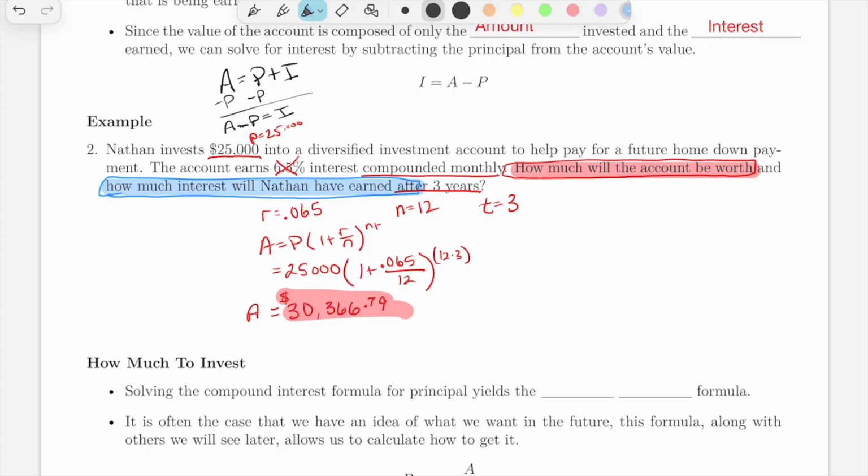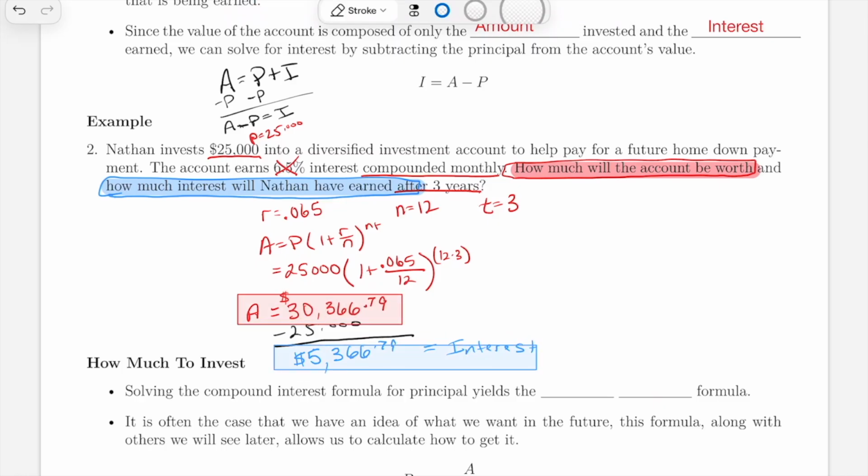But the second question, the one that says how much interest will he have earned, remember, interest is the extra money. And so since we started out with $25,000, we actually need to subtract off that initial investment so that we can see how much of it is extra. And when we subtract that, we should get $5,366.79. This is the amount of interest. Let's go ahead and keep moving on here.